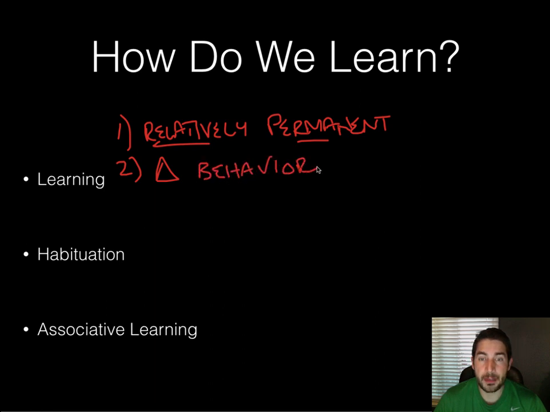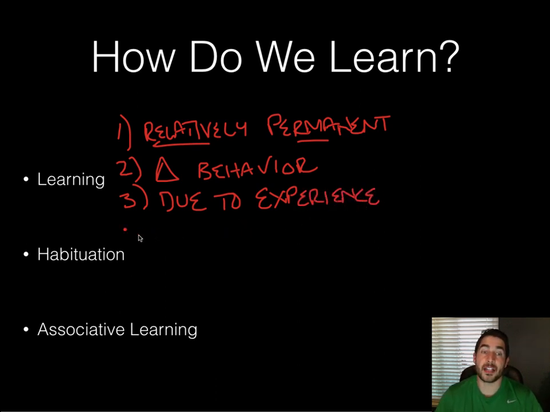It has to change your behavior, and it has to be due to experience. So this throws out anything that comes naturally to something. It's not because of an experience. So an innate trait for an animal, or something that they just do because that's what they are, so they're hardwired to do, that's not learning. It has to be due to an experience in order to get to learn, okay?